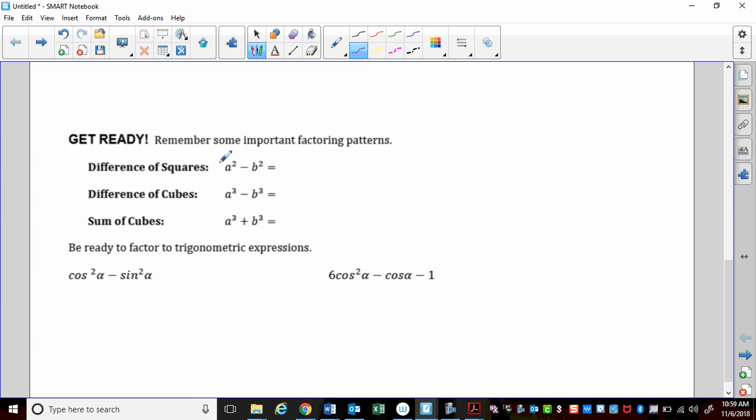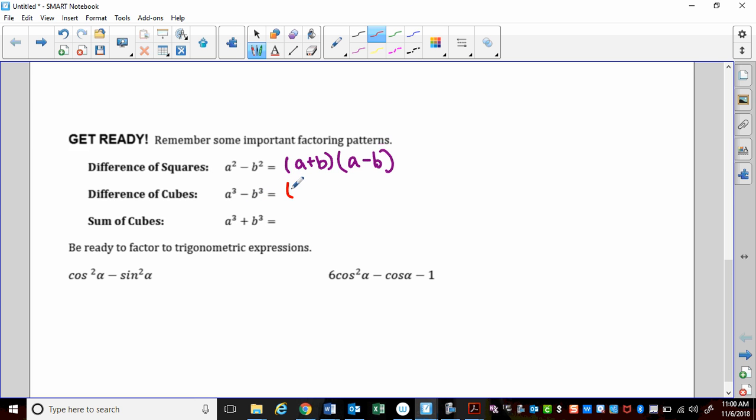The first one was a difference of squares. Whenever we can get it into the terms a squared minus b squared, then we can factor this by a plus b times a minus b. This has to be a minus in between them. It doesn't work if it's a plus. You can't factor that. For cubics, it doesn't matter. There's one for a minus and one for the plus.